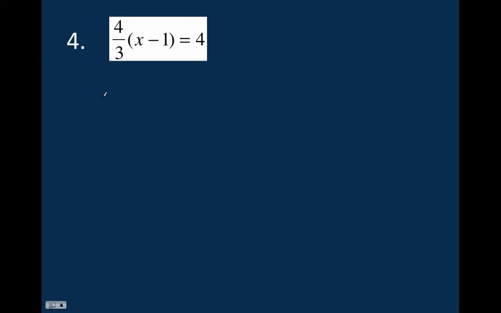Now we're going to look at a problem that involves a fraction. We don't do anything different when we have a problem with a fraction in it. We do the exact same things. We got parentheses. We need to use the distributive property. So we're going to distribute the 4/3 times x and then the 4/3 times negative 1.